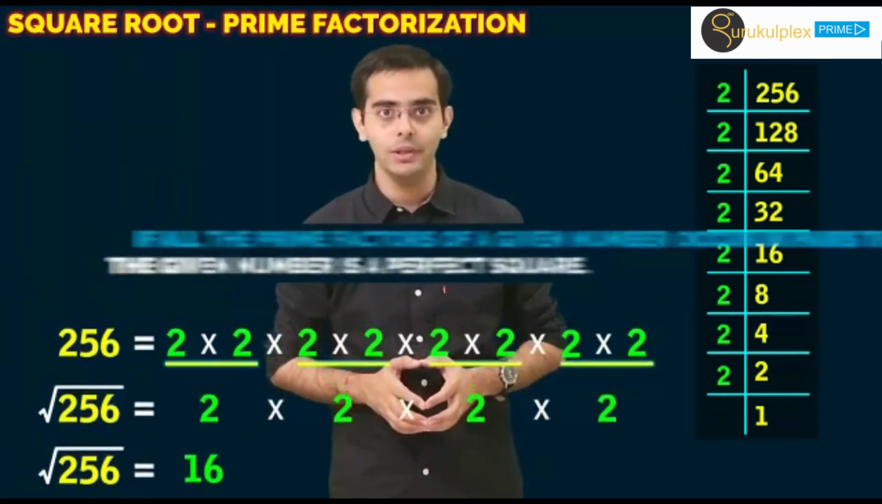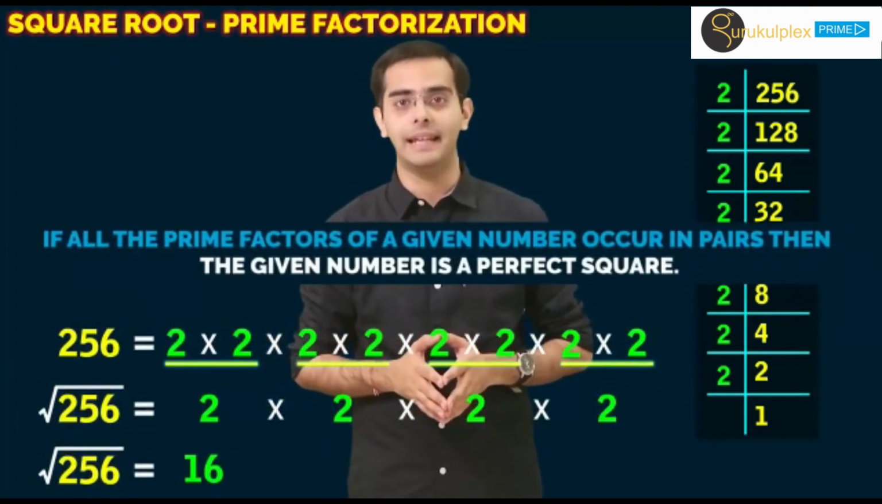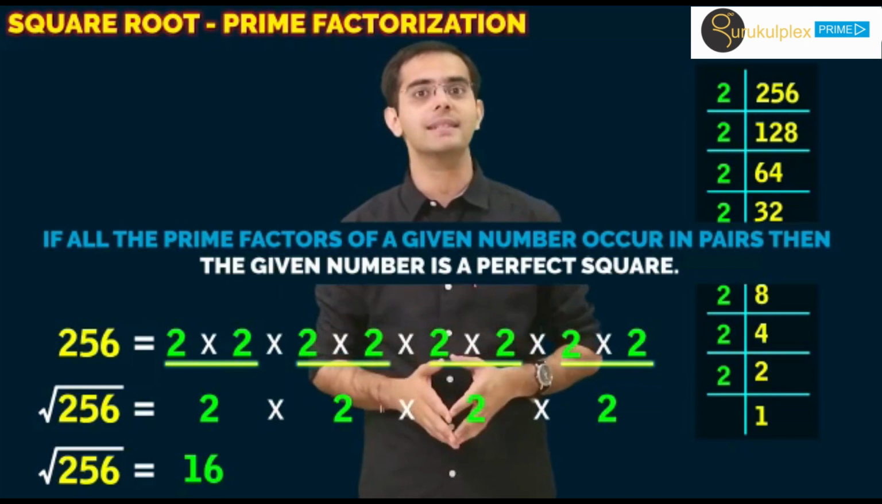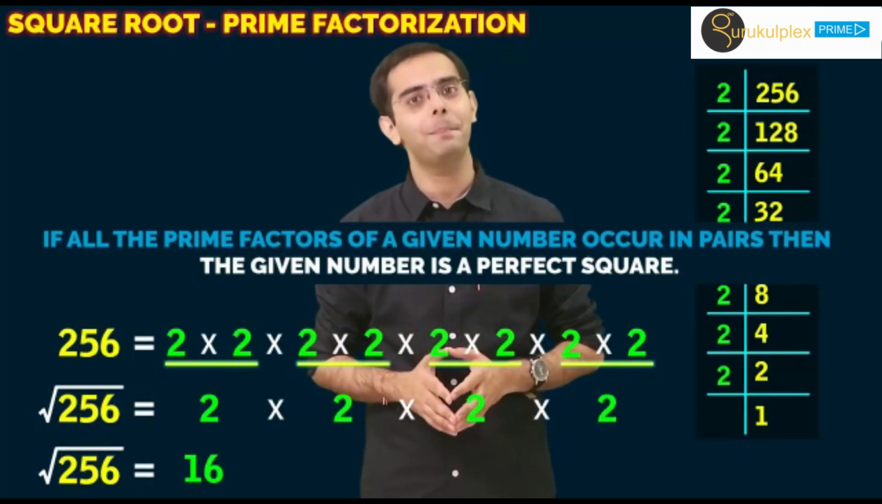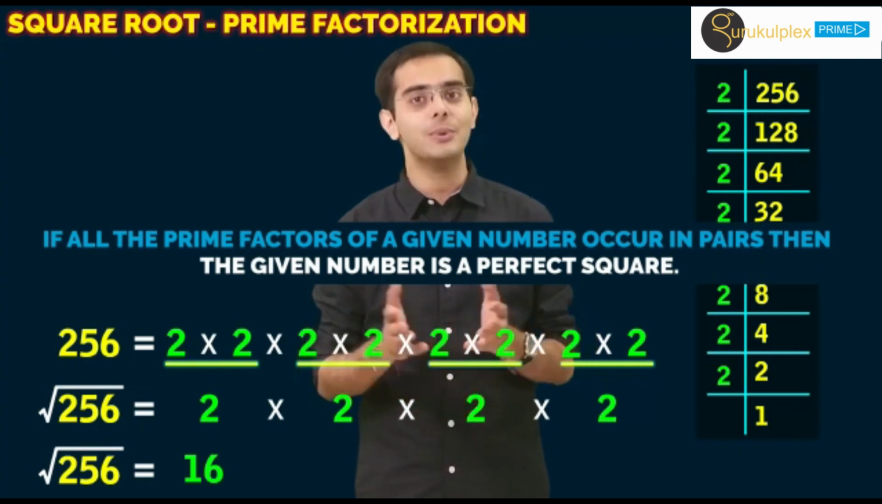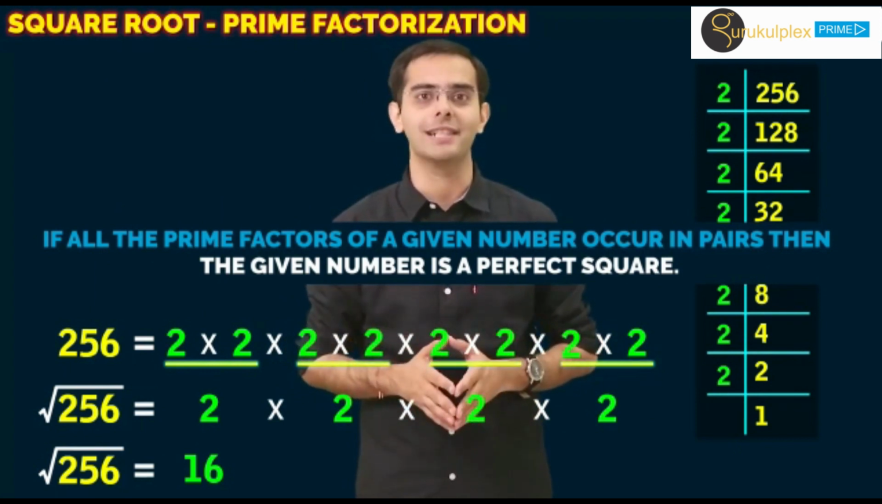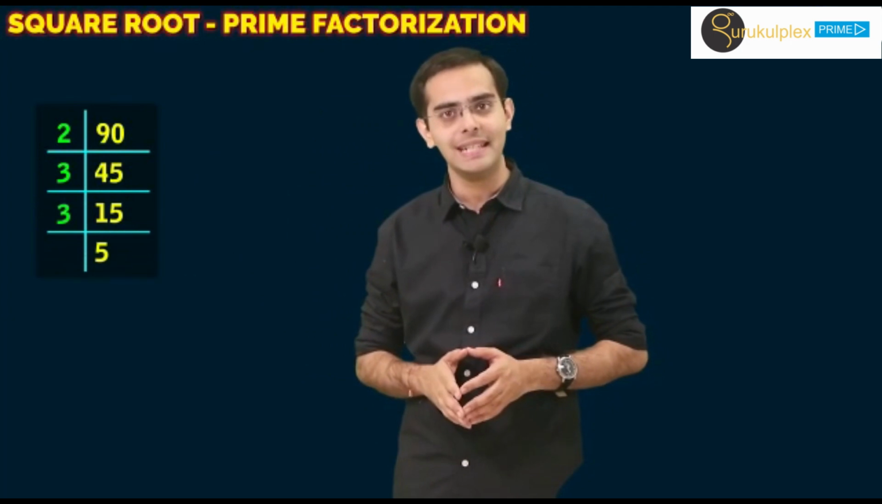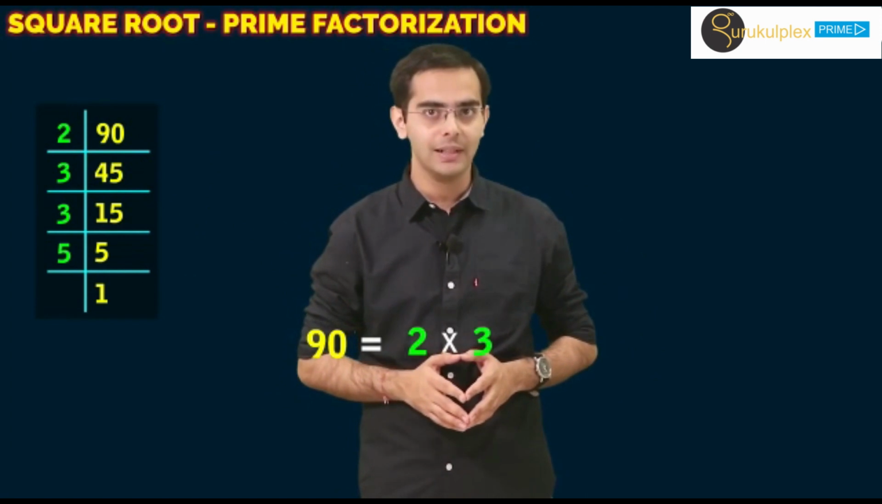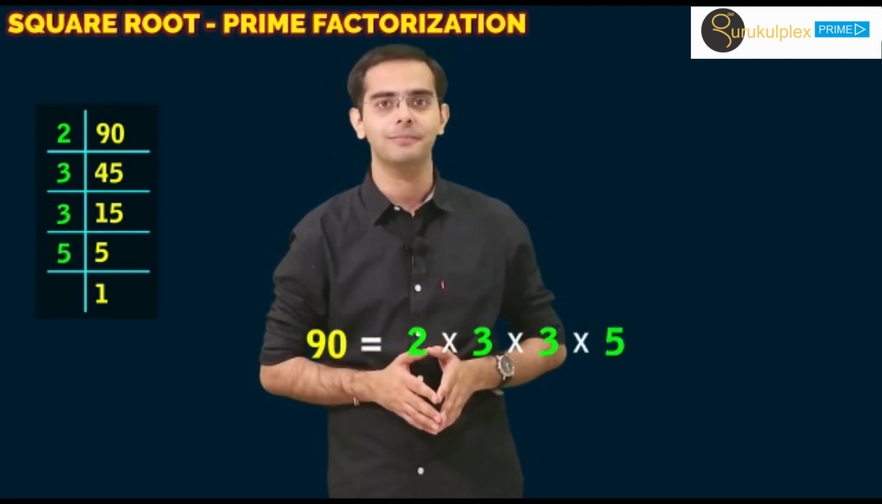So here we can conclude that if all the prime factors of a given number occur in pairs, then the given number is a perfect square. So using this method, we can also check if a given number is a perfect square or not. Can you check if 90 is a perfect square or not using prime factorization? So let's prime factorize 90. This is the prime factorization of 90, and so we get 90 equals 2 multiplied by 3 multiplied by 3 multiplied by 5.